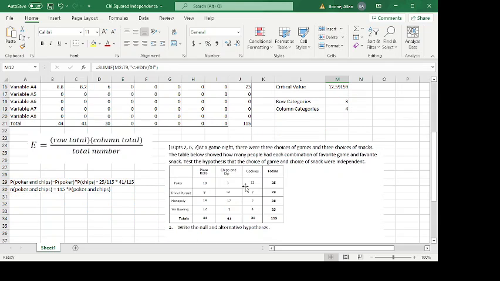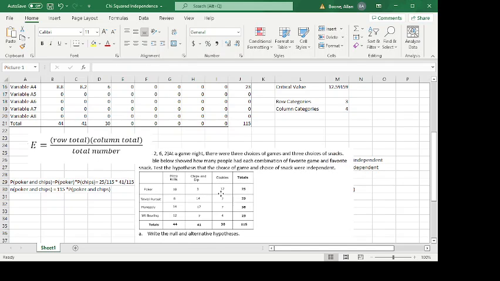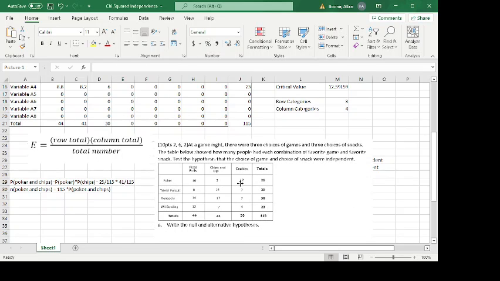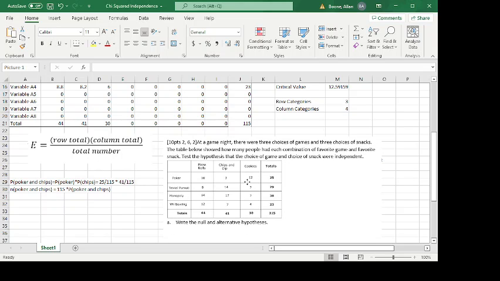So first of all, you might be wondering, what is a chi-squared test of independence? Here's a little prompt. At a game night, there were 4 choices of games, not sure why it says 3, and 3 choices of snacks. The table below showed how many people had each combination of favorite game and favorite snack. So test the hypothesis that the choice of game and the choice of snack were independent.